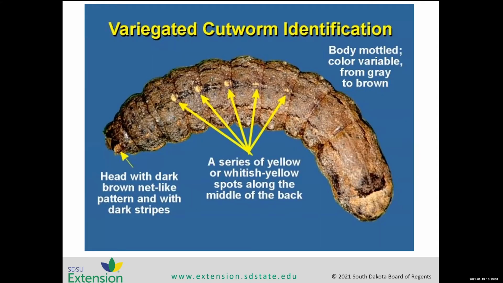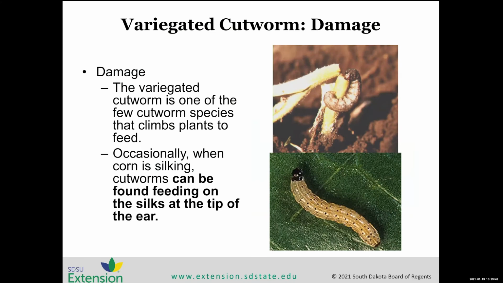The head with a dark brown net-like pattern with dark stripes. So you can kind of see those dark stripes. There's the yellow dots at the very top of it. And then it kind of has that mottled appearance.